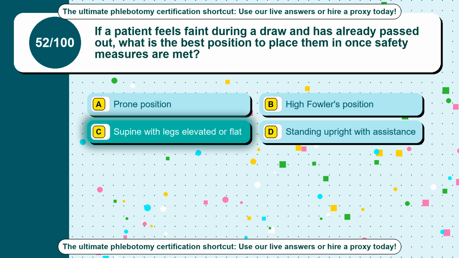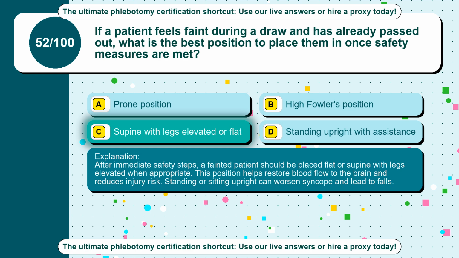Supine with legs elevated or flat. After immediate safety steps, a fainted patient should be placed flat or supine with legs elevated when appropriate. This position helps restore blood flow to the brain and reduces injury risk. Standing or sitting upright can worsen syncope and lead to falls.